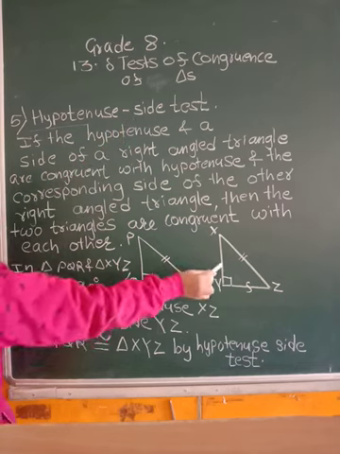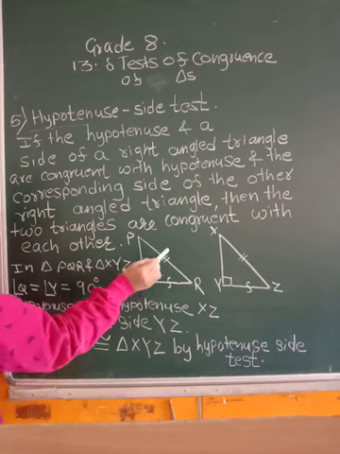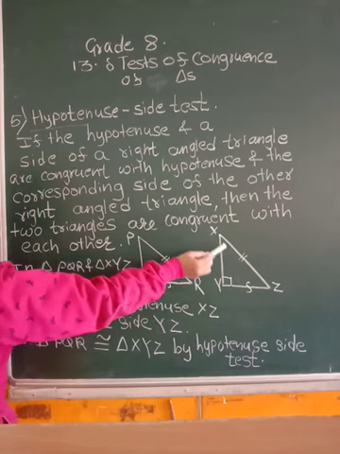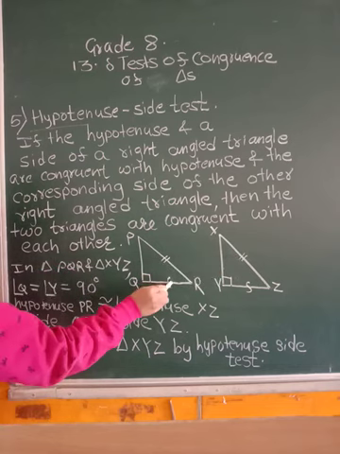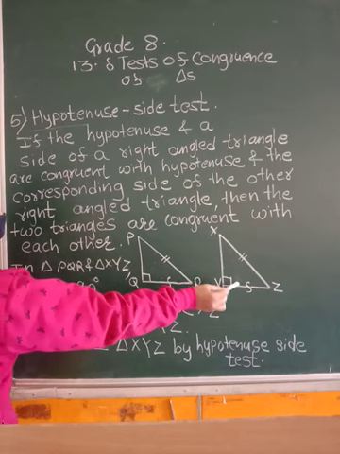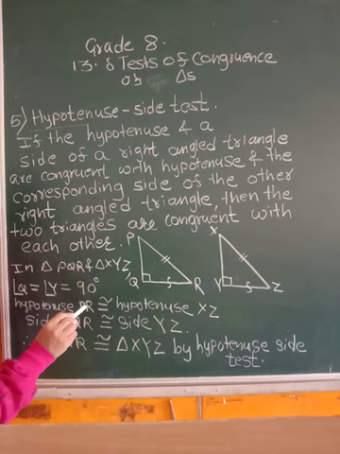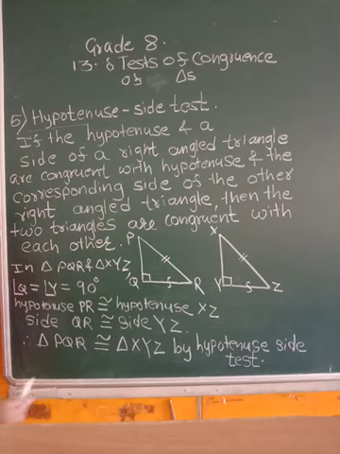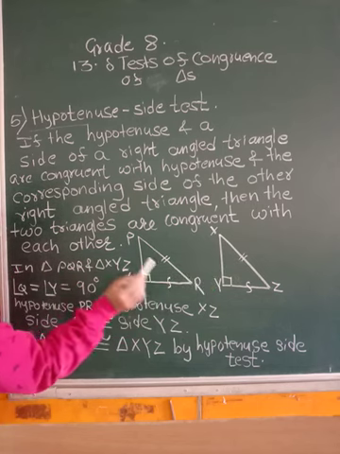So if there are 2 right angle triangles and the hypotenuse of one triangle is correspondingly equal to the hypotenuse of the other triangle, and one side of the first triangle is correspondingly equal to the other side of the second triangle apart from hypotenuse, then 2 triangles are congruent by hypotenuse side test.